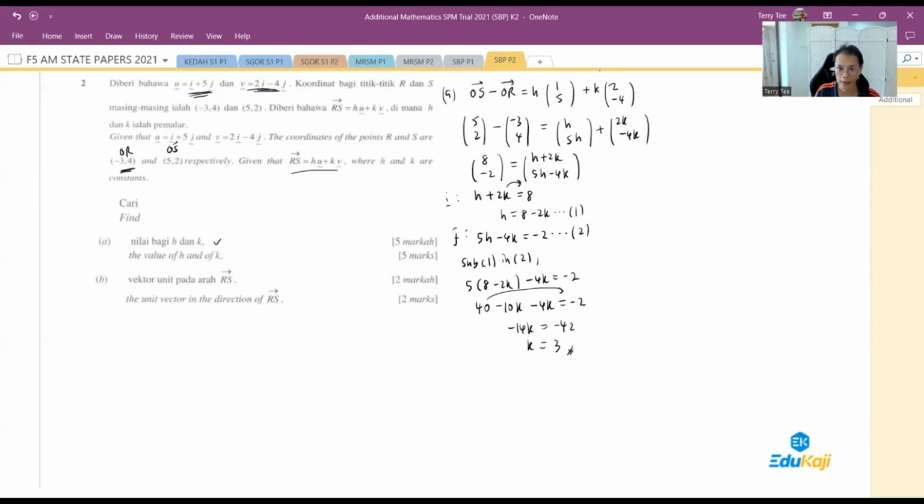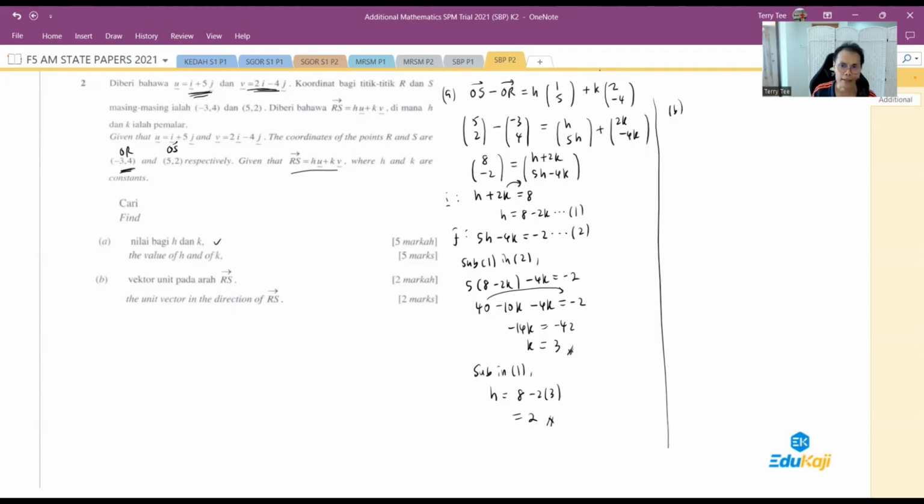Okay, now this is part A. And then you need to also find your h. I substitute into equation 1. My h is 8 minus 2 times 3. Answer, h is 2. Okay, not difficult. All right, next one. Let's find the unit vector in the direction of RS.